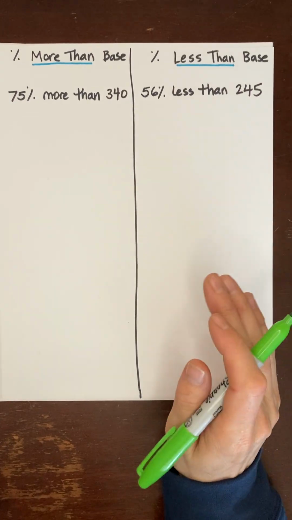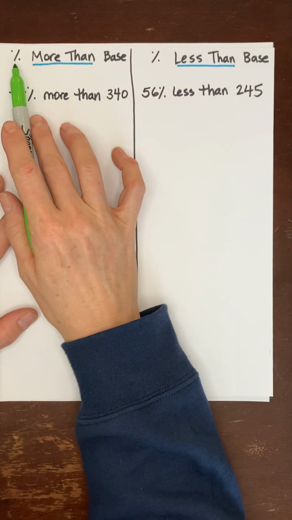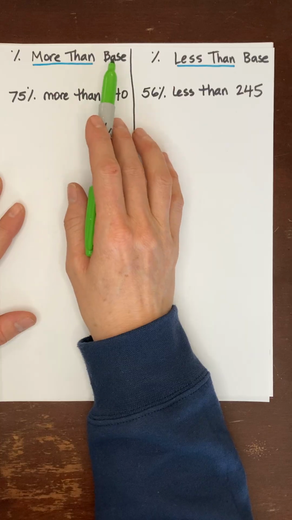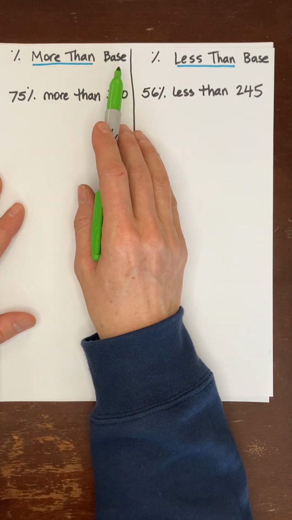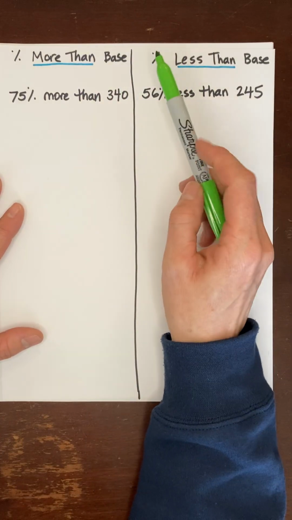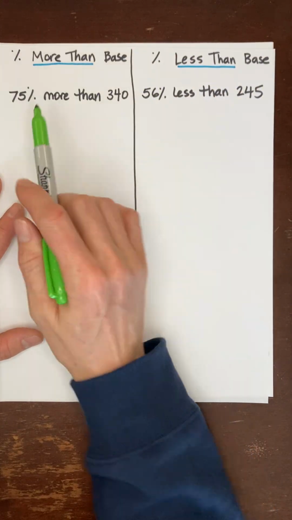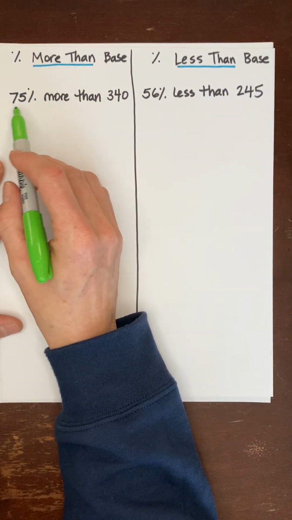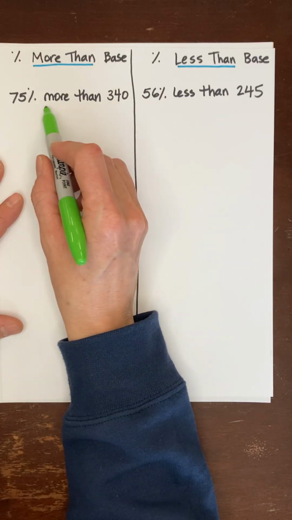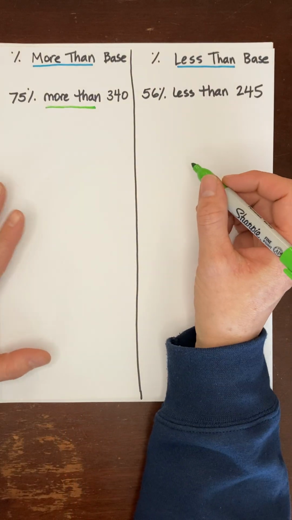All right, let's look at some problems where we're asked to find a percent more than another number, which is the base number. We also have examples where we have a percent less than a base number, but let's focus on the more than first. So 75% more than my base number of 340.